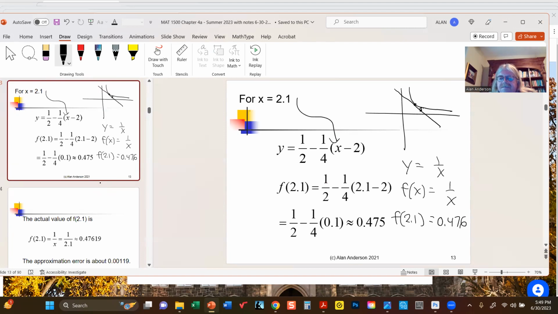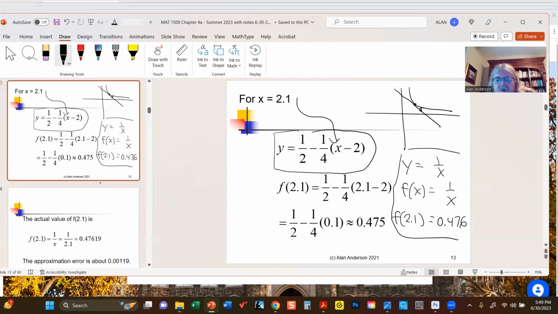Which I've done down here. But you can see here, by using this equation, by replacing the x with 2.1, what we've done is we've come up with the approximate slope of the tangent line to the curve when x equals 2.1. It's only slightly different. And that might be close enough.